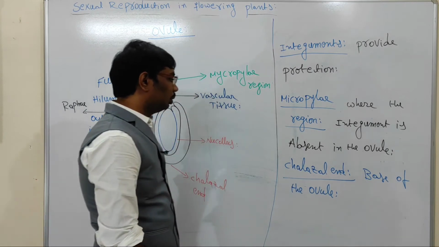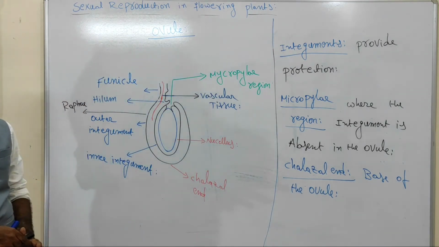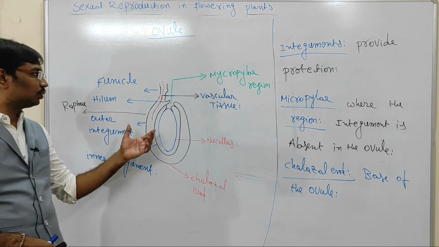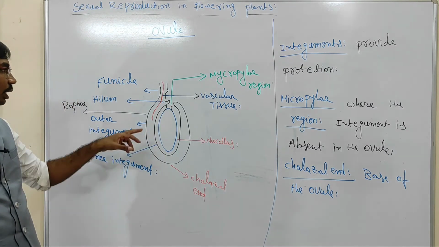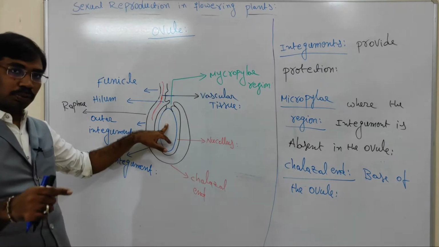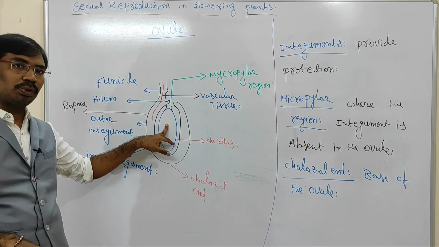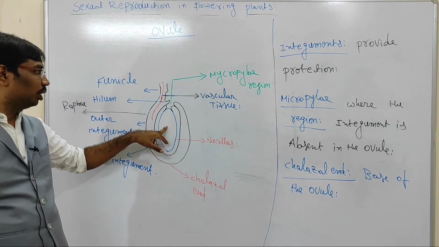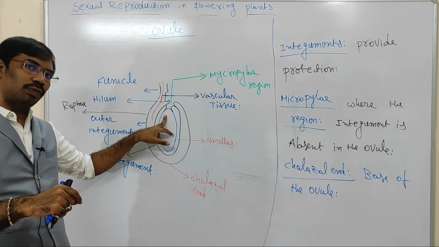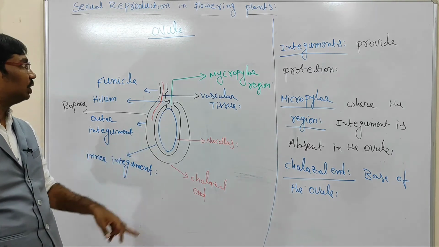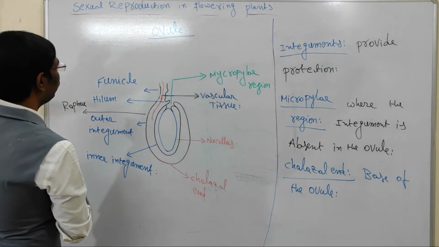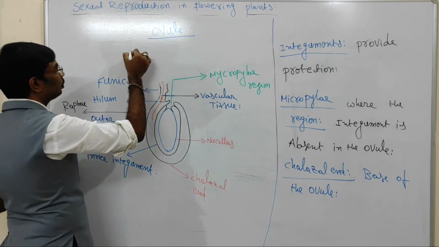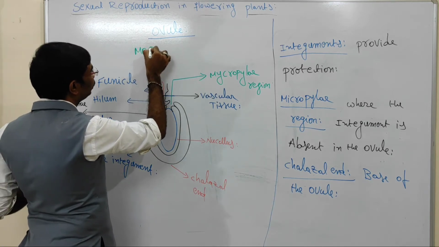What is ovule? Ovule is megasporangium. Inside the megasporangium, megaspores are present, which form the embryo sac. The embryo sac is enclosed inside the ovule, and because of that, the ovule is called megasporangium. I will highlight that point here: ovule is also called megasporangium.